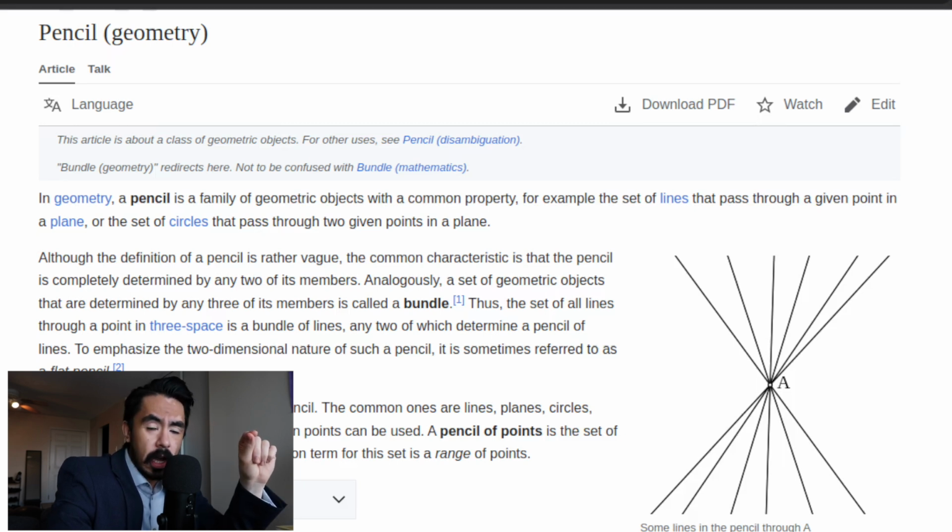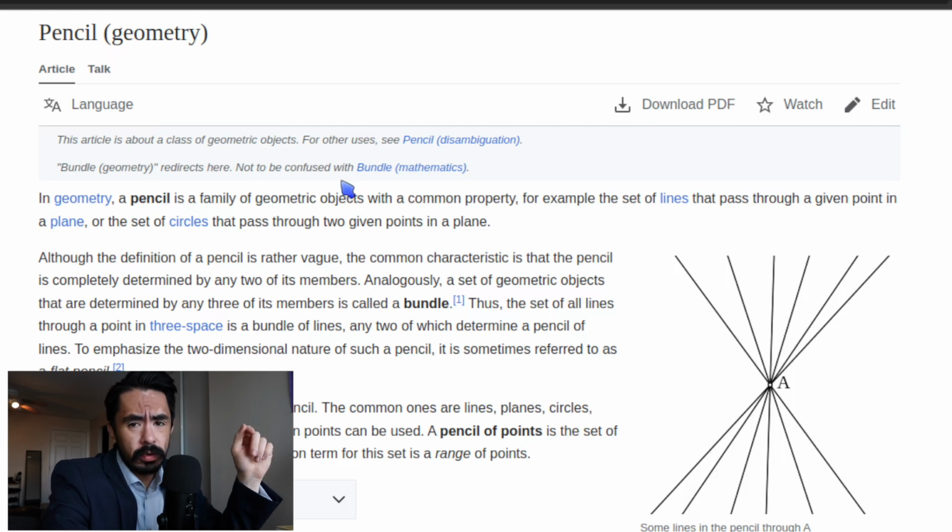But at the top of the page is what I would like to point out here. It says bundle geometry redirects here. So a pencil is a geometric bundle. And it says that this pencil, in geometry, a geometric bundle, is not to be confused with a bundle in mathematics, a mathematical bundle.